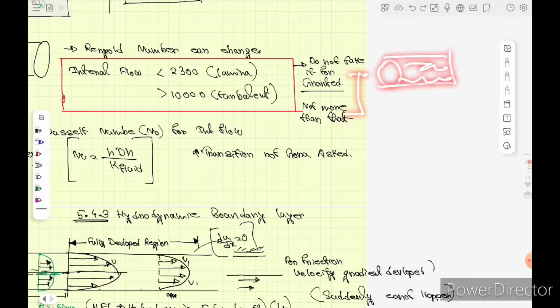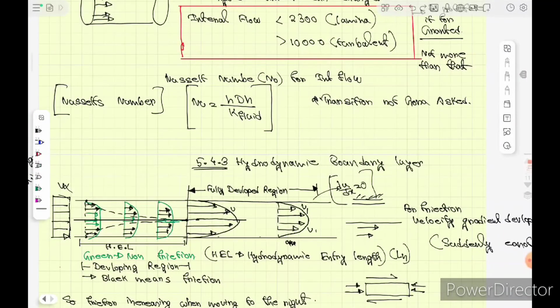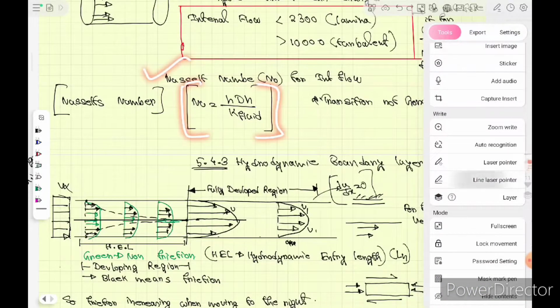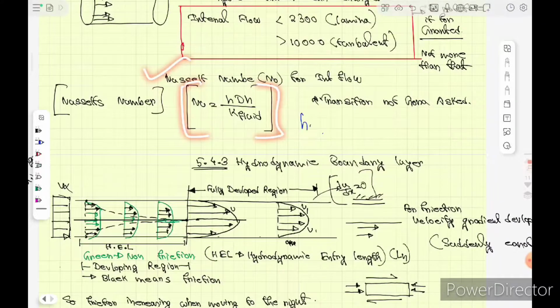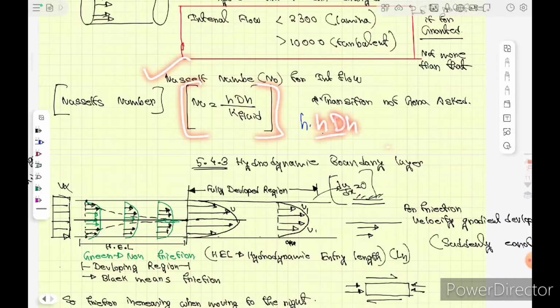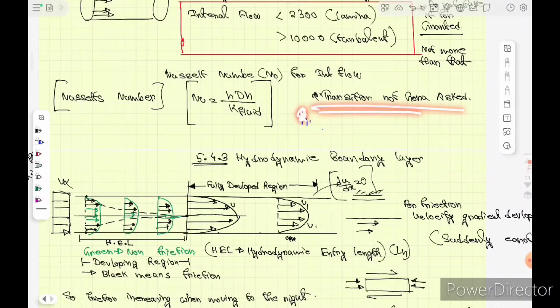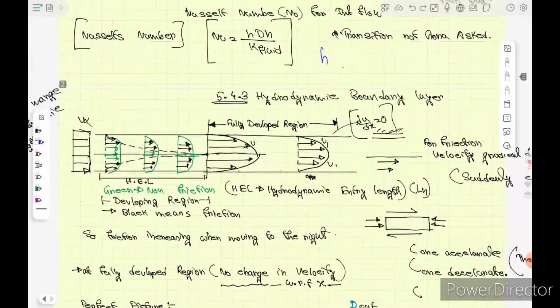And one more thing, the Nusselt number for internal flow is h into DH, hydraulic diameter, by k of fluid. Transition is not asked very much. And then the hydrodynamic boundary layer is the next thing. What you are seeing here is where we are just marking the temperature.